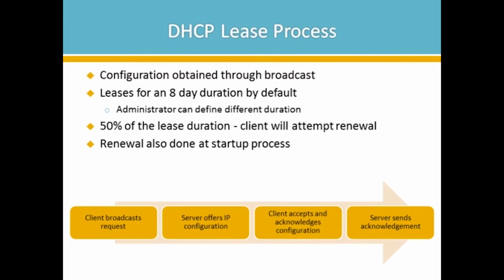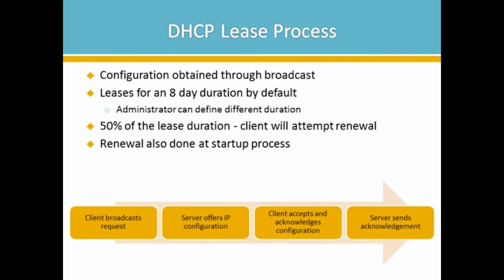So the server will offer a configuration. The client will accept the first one. So we have another packet that's traveling. And then from there, the server responds with an acknowledgement, almost a final confirmation that, yes, this is going to be the information. Now, if more than one DHCP server has offered an IP address, then the rest of the servers will send out what is known as a NAK, or a negative acknowledgement packet, basically rescinding their offer.